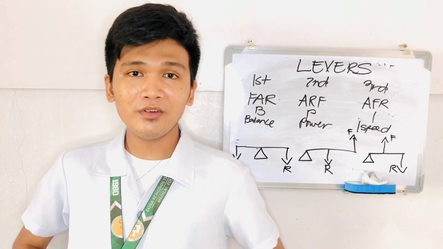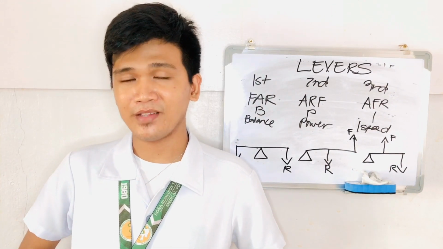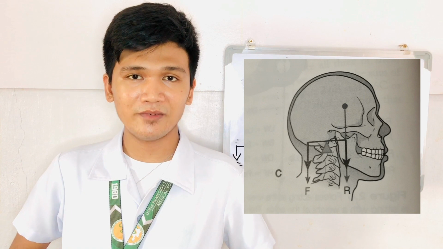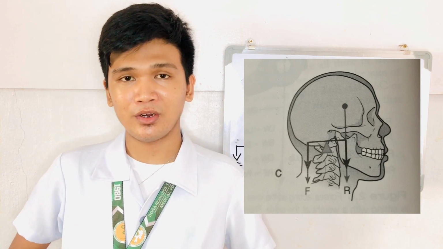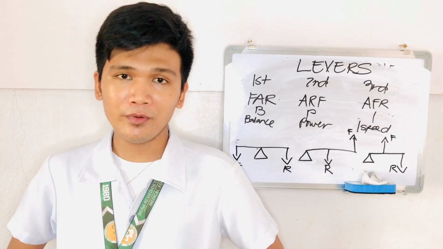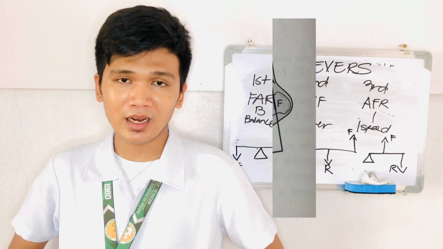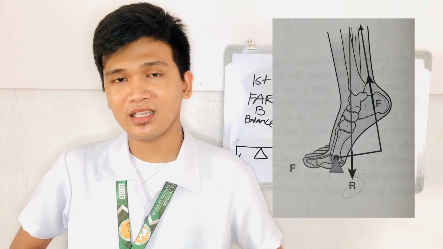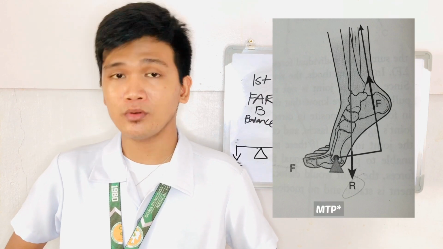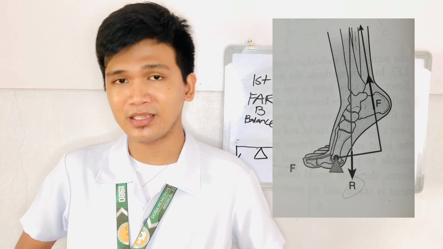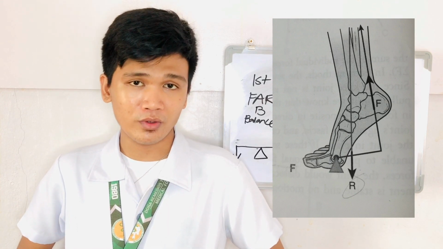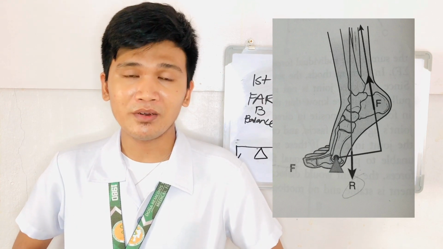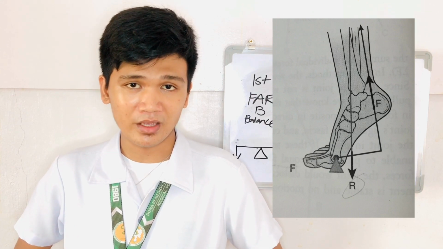That's it. Example of the first type of lever is head flexion, where the head serves as the resistance and it is balanced by the neck extensor muscle force. Example of the second type of lever is plantar flexion, where the axis is at the metatarsal joint, most commonly at the first and second metatarsal joint, and then the force coming from the gastrocsoleus muscle, and then the resistance comes from the gravity of the earth.